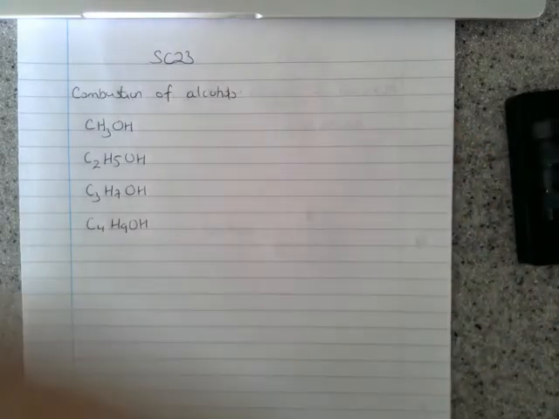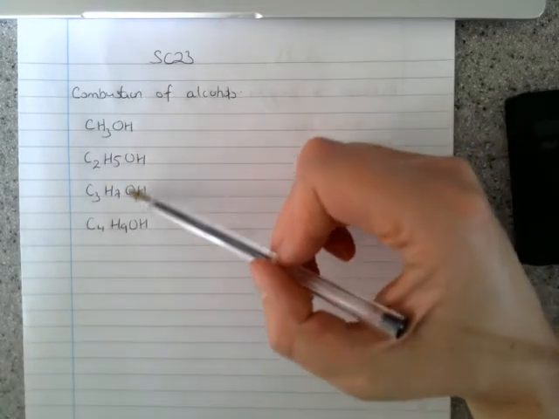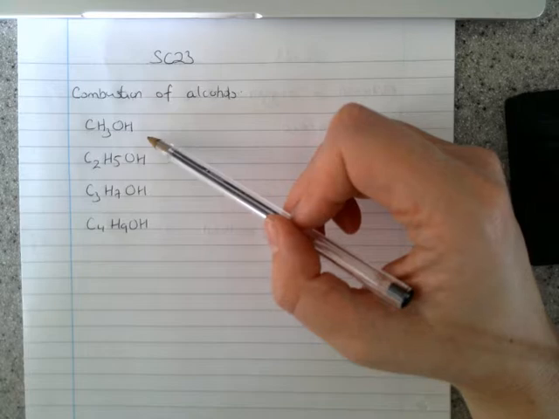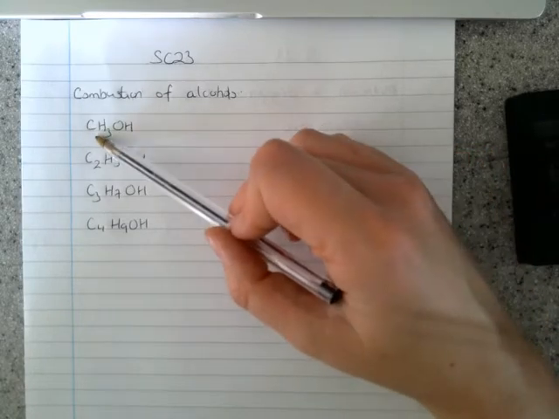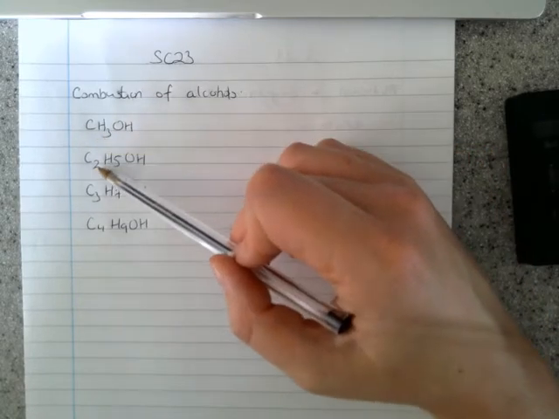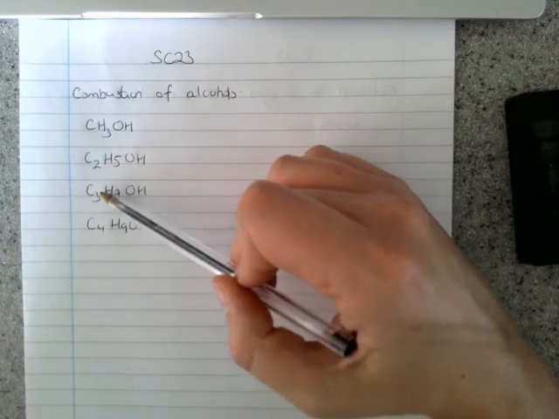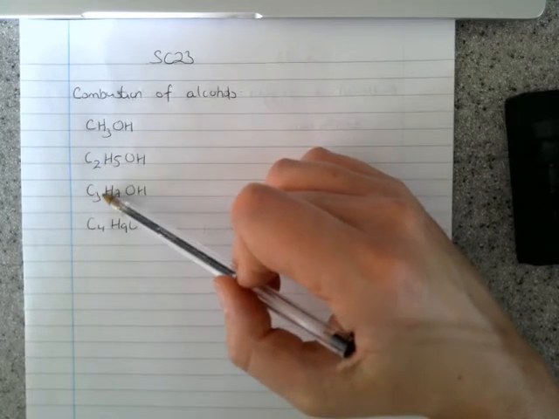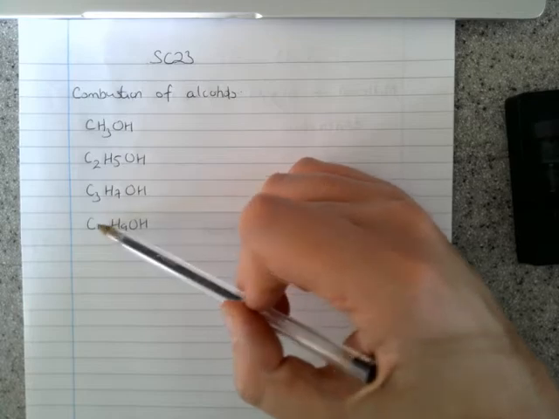of alcohols. So I've written out the formulas of the first four alcohols, and you do need to know these. So the first one I've got here contains one carbon, and it's called methanol. The second one has two carbons, ethanol. The third has three carbons, it's propanol. And the fourth is four carbons, and it's butanol.